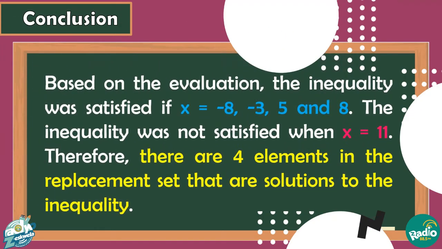Based on the evaluation, the inequality was satisfied if x is equal to -8, -3, 5, and 8. The inequality was not satisfied when x is equal to 11. Therefore, there are 4 elements in the replacement set that are solutions to the inequality.